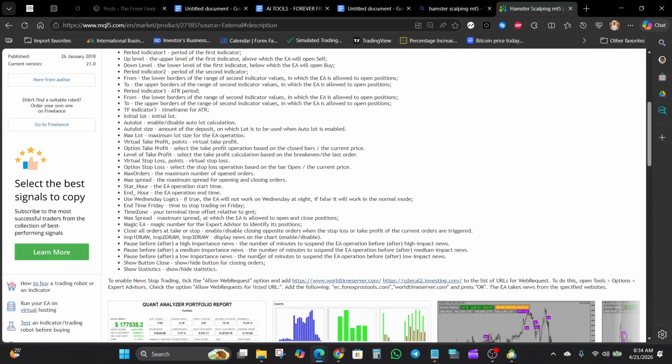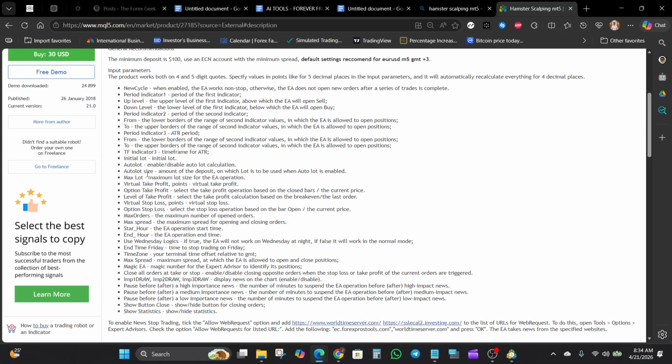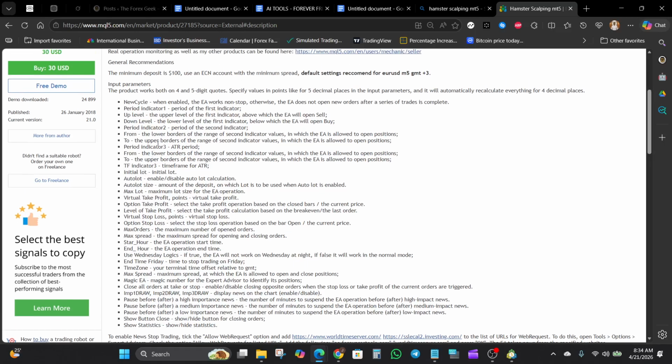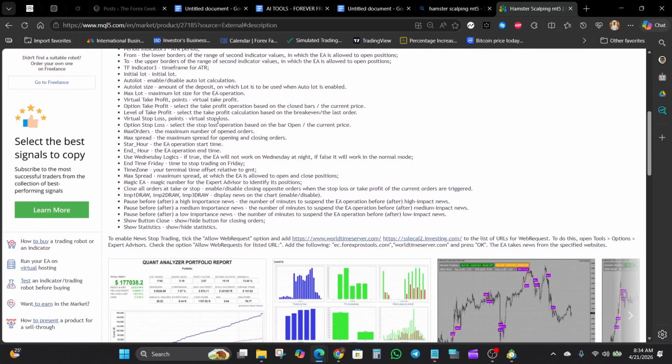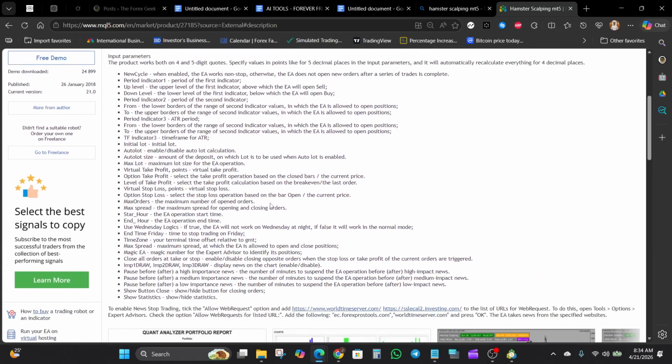Okay, and then we can also see here maximum lot size. We have auto lot size, auto lot, initial lot, right, and all of that, right? So these are customizable settings. If you desire to use this EA, feel free to modify the settings according to your taste. So overall, it's quite flexible, especially for something at this price point.